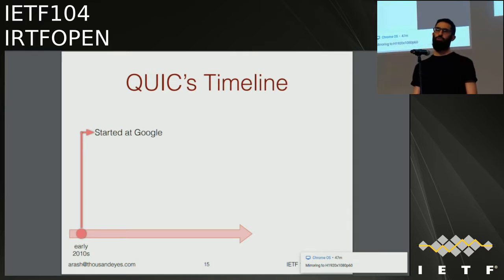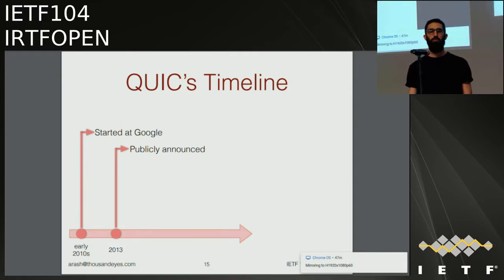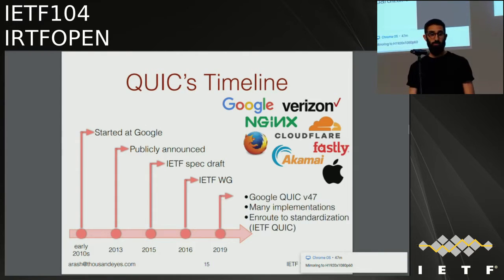QUIC started in early 2010s at Google, as I said. I think it was in 2013 that it was publicly announced and Google started using it. Soon after, there was a spec draft, and towards the end of 2016, the IETF working group started, and the working group has been very active. There are many implementations of QUIC around now. Google's QUIC is at version 47 now, and the working group is working fast, and hopefully soon we're going to have a standard version of QUIC, and everyone's going to be using that. All right, so that's why QUIC started and a little bit of history of it.